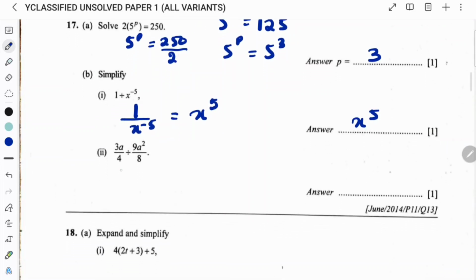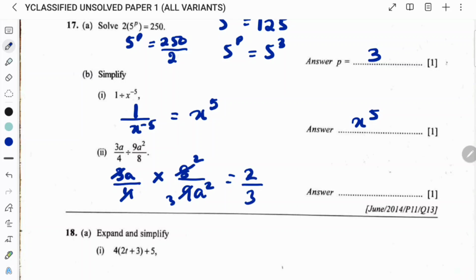Now this simplification question, this is 3a divided by 4, division to multiplication, 8 upon 9a squared. Cancel and find your answer. So 4 times 2 and 3 times 1, and 3 3s are 9. So only 2 upon 3 left. Let's check a. So a is coming in the denominator. So 2 upon 3a is your answer.